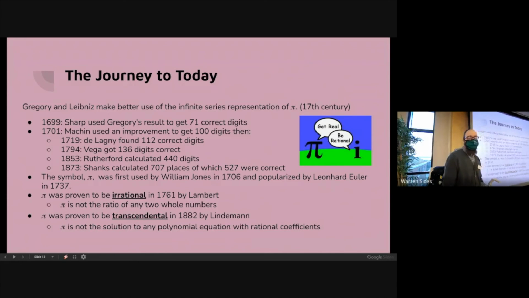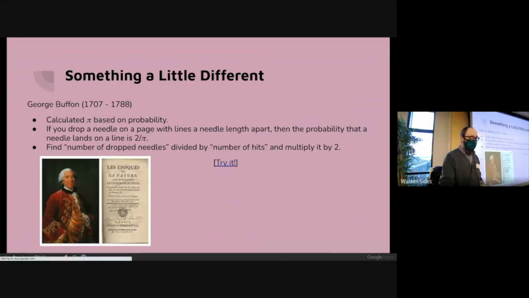It's also transcendental. In 1882, Lindemann figured this out. Basically, what that means is if I have an equation with a polynomial, like powers and multiples with rational exponents or coefficients, pi will never be a solution. Pi is not a solution to any sort of algebraic polynomial. Good to know. I won't go into that proof, but it's there.